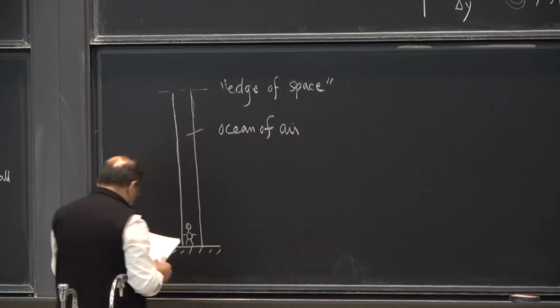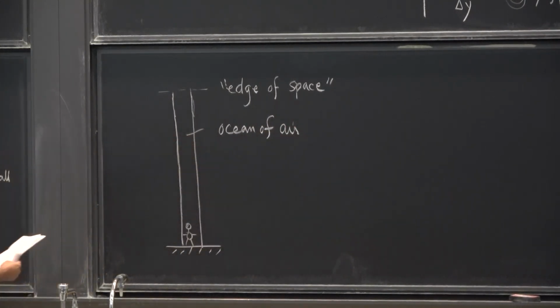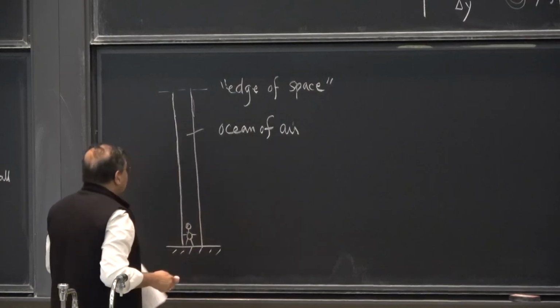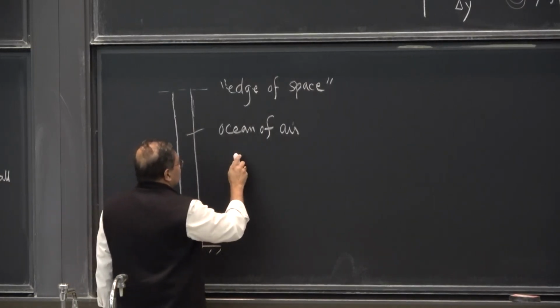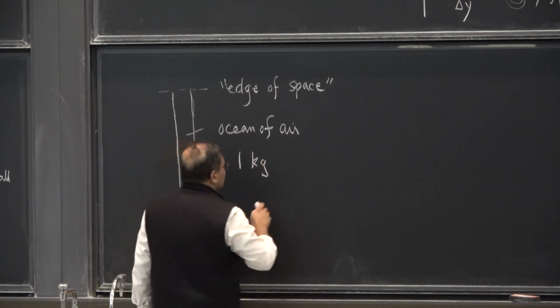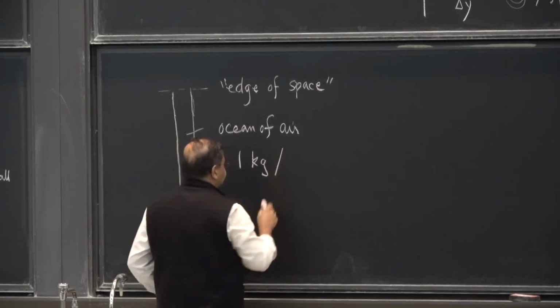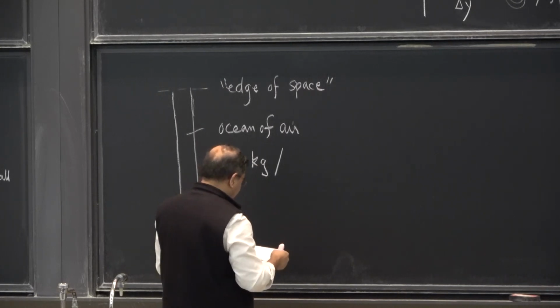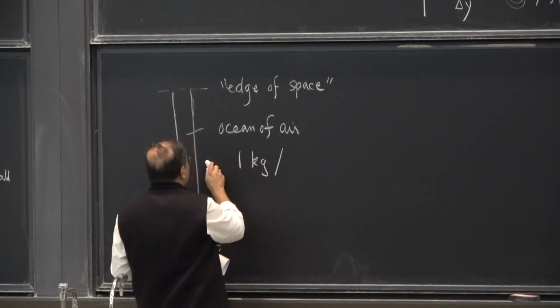So the question can be, what is the pressure that you are enduring? And it turns out, if you actually measure it, this pressure will come out to roughly 1 kilogram per... Actually, the density of air at sea level. This is the rho at sea level.